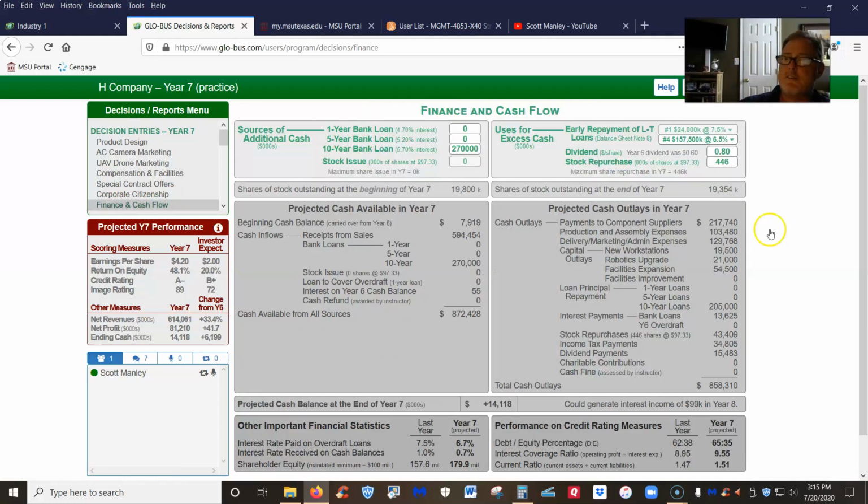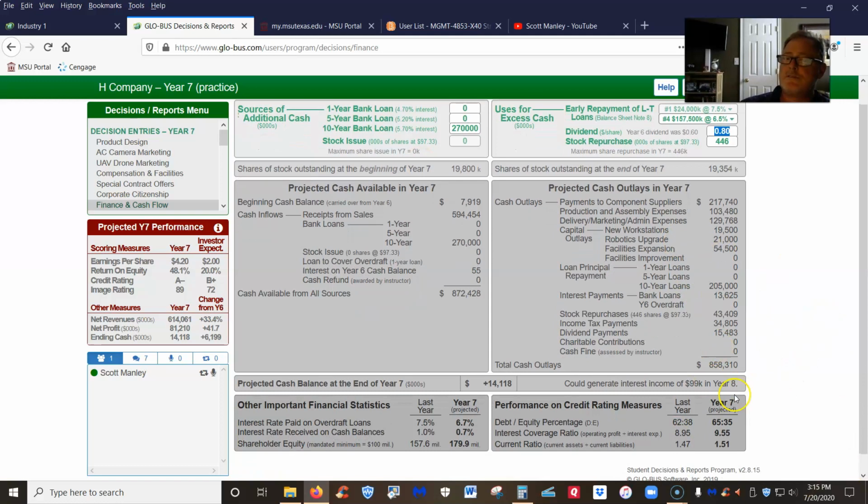Over on finance and cash flow, last year I bought back 200,000 shares of stock. This year I'm buying back 446,000. I'm paying an 80-cent dividend this year, whereas last year I paid a 60-cent dividend. Again, I'm paying off some of this high interest debt, 7.5% and 6.5%. I'm replacing it with 5.7%. Okay, notice what that does to my debt to equity ratio. It's 65-35, which is about as far as I really would like to go to maintain a decent credit rating, a 2-to-1 debt to equity ratio. Okay, my current ratio improves, my interest coverage ratio improves.